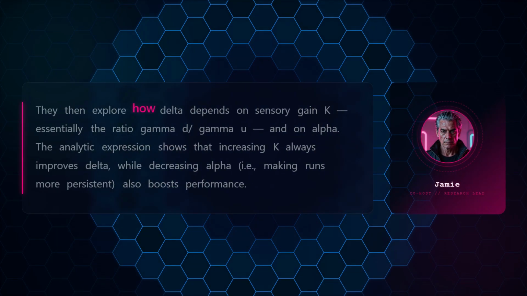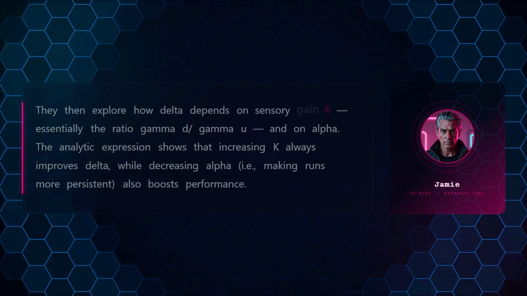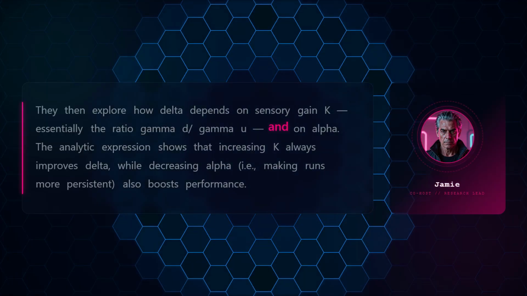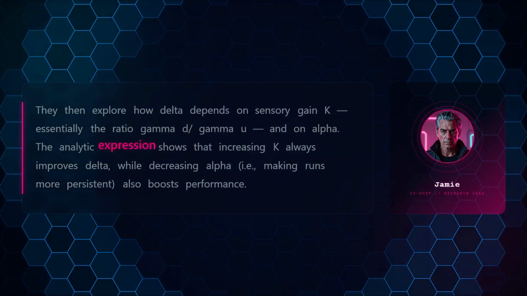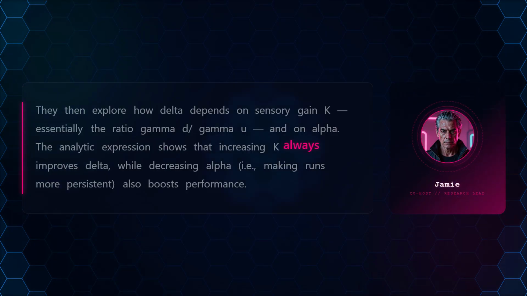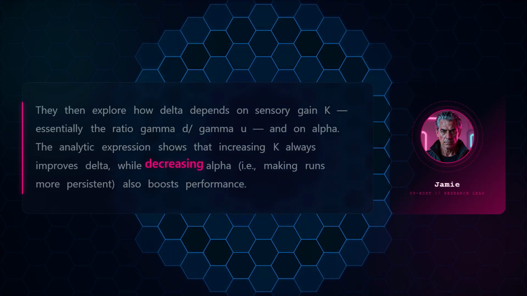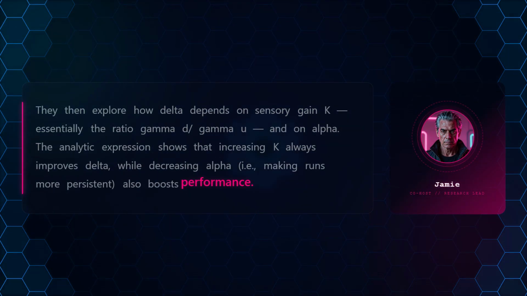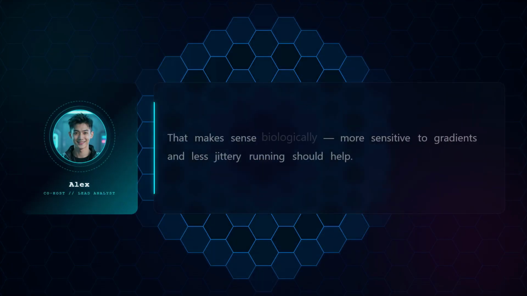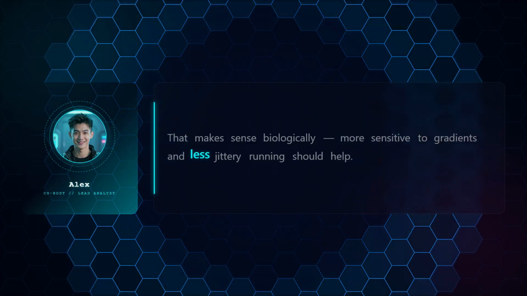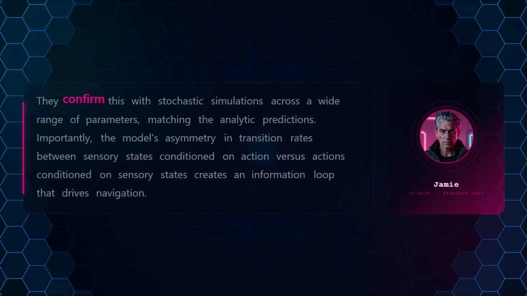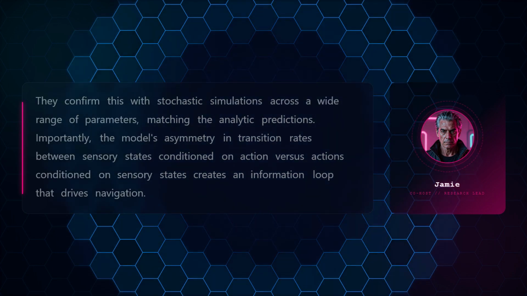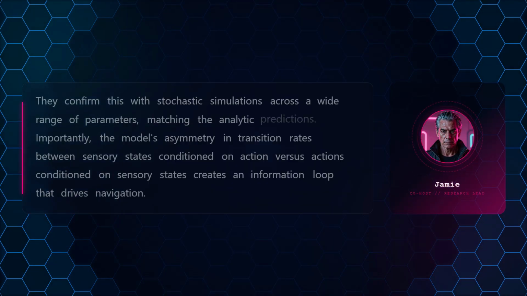They then explore how delta depends on sensory gain K, essentially the ratio gamma D over gamma U, and on alpha. The analytic expression shows that increasing K always improves delta, while decreasing alpha, that is making runs more persistent, also boosts performance. That makes sense biologically. More sensitive to gradients and less jittery running should help. They confirmed this with stochastic simulations across a wide range of parameters, matching the analytic predictions.